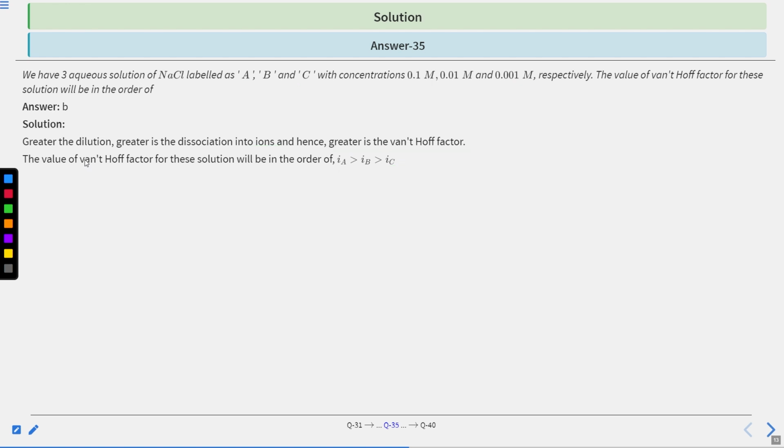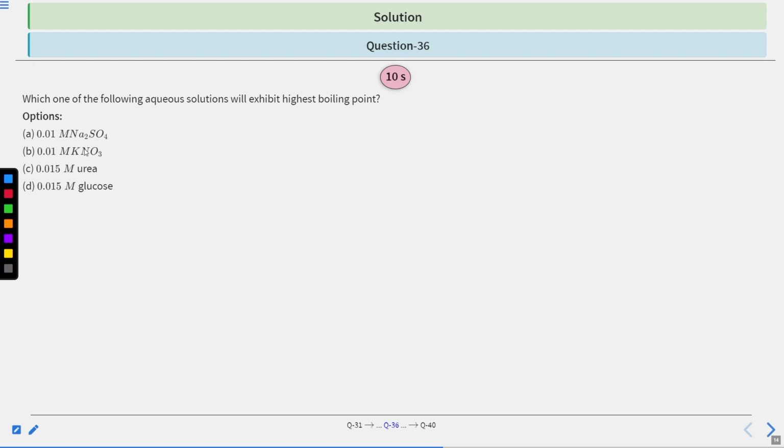Okay, move to question number 36. Which one of the following aqueous solutions will exhibit the highest boiling point? So we have to find out from the given options which one of the aqueous solutions exhibits the highest boiling point. Okay, so options are 0.01 molar Na2SO4, 0.01 molar KNO3, 0.015 molar urea, 0.015 molar glucose. You have 10 seconds to solve this question. After that, we will see the answer.